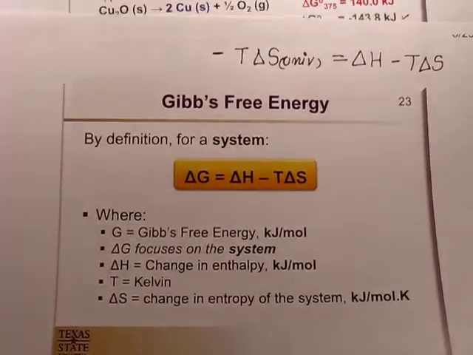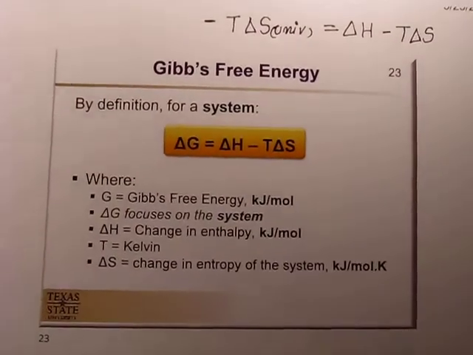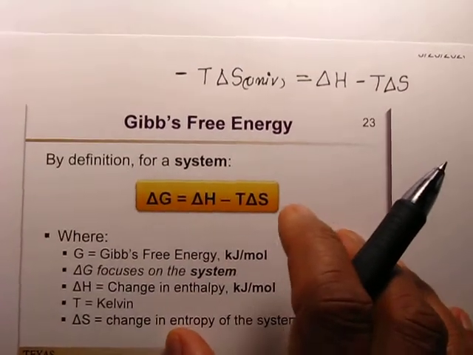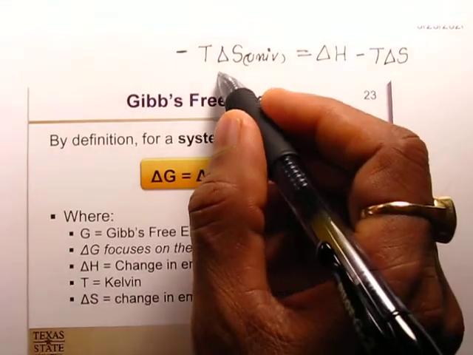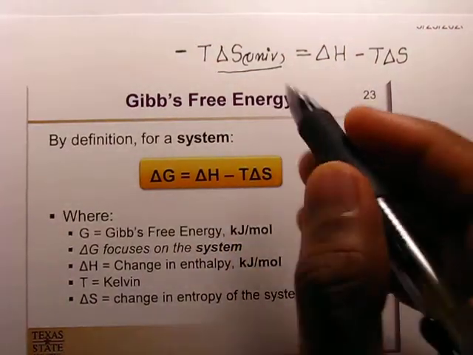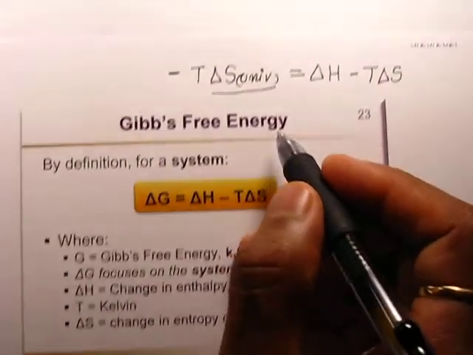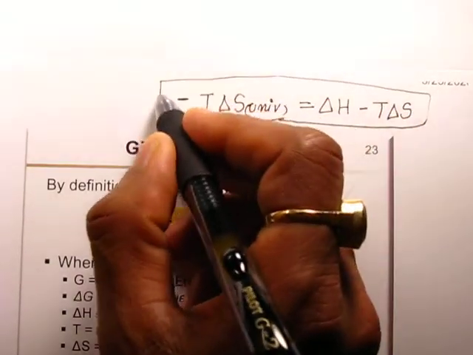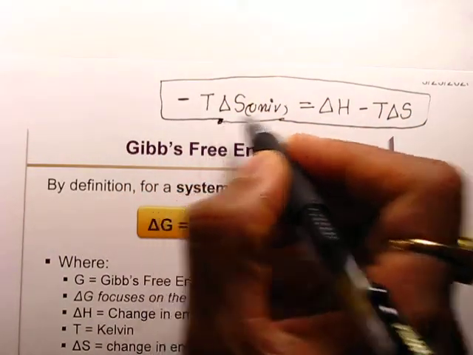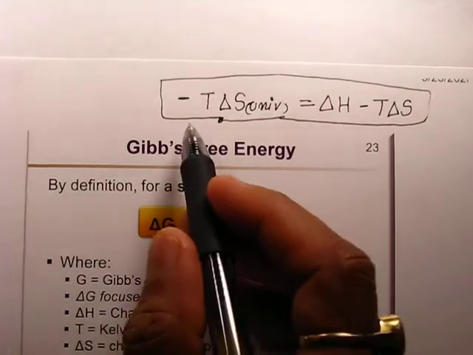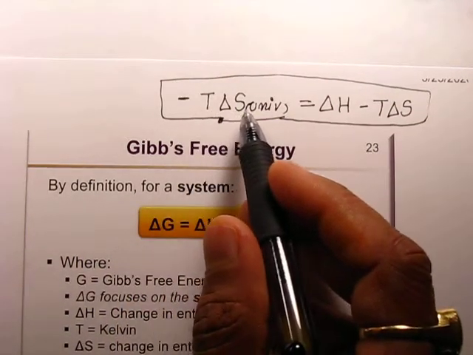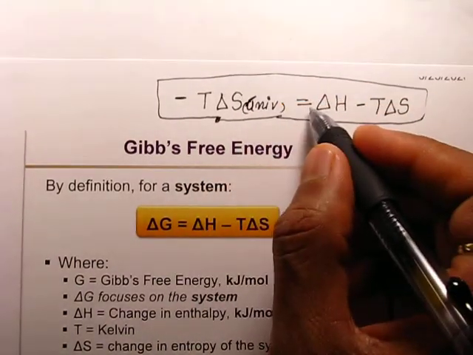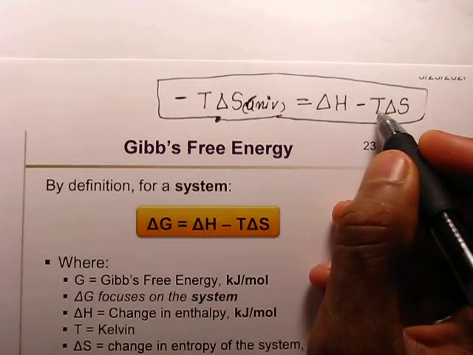If you remember the previous slide, where we studied the relationship between the change in entropy of the universe and the second law of thermodynamics, we established this equation from that relationship, where T is temperature: minus T delta S of the universe is equal to delta H, enthalpy, minus temperature times delta S.